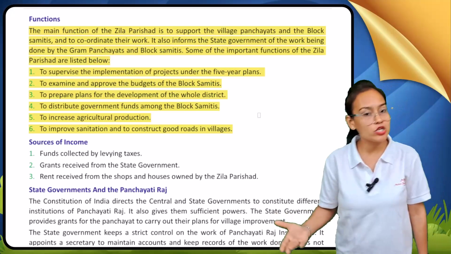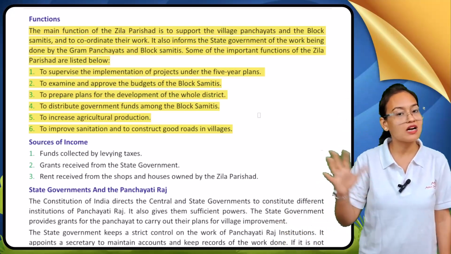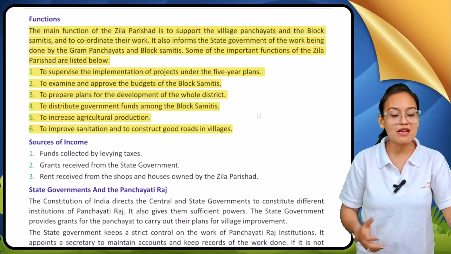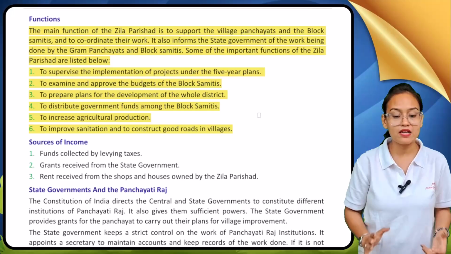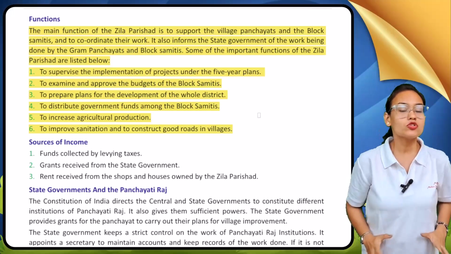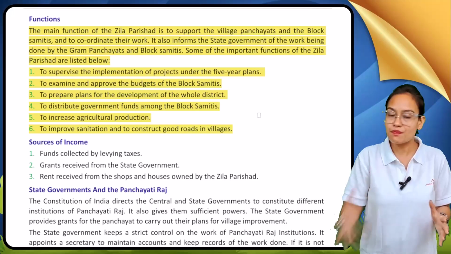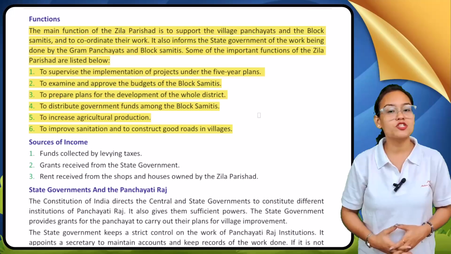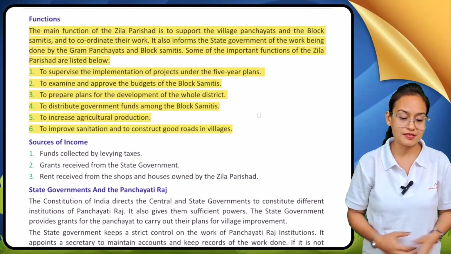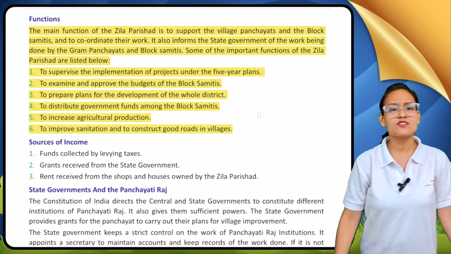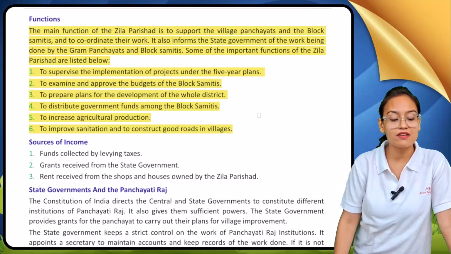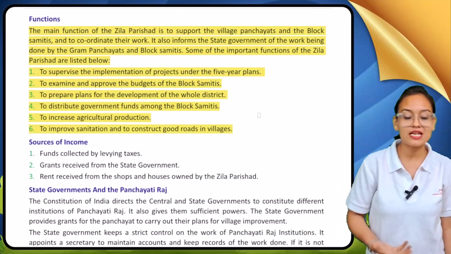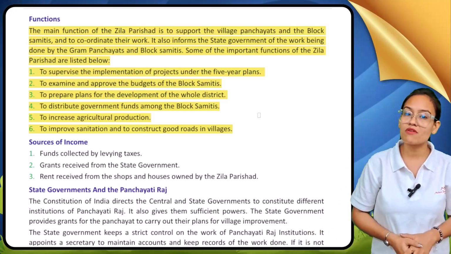Apart from all that, a few major works are also performed by Jila Parishad, like supervising the implementation of projects, overlooking the projects for under 5 years, examining and approving the budgets at the block samiti level, and preparing the plan for the development of the whole district. They are also responsible for distributing government funds among the block samitis. They also find ways to increase agricultural production, improve sanitation, and construct good roads in villages. So all these are functions of our Jila Parishad.